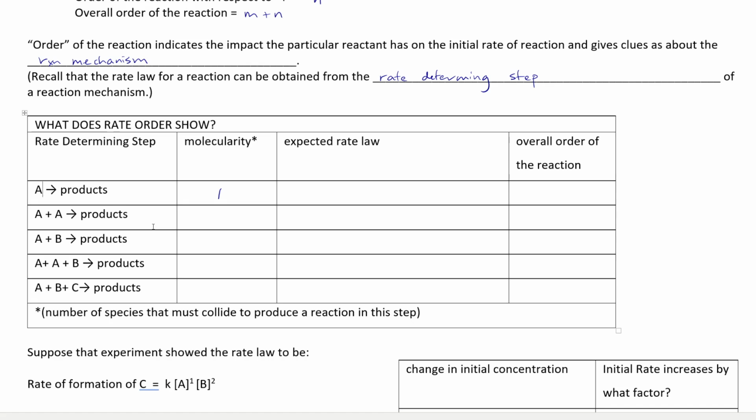But it doesn't necessarily need that other species to break up into its products. So the expected rate law is R = k[A], because the rate determining step is A going into products. The rate law is only going to be based on the concentration of A. If this is your slowest step in the reaction mechanism, then mathematically the rate of the reaction, or how fast the reaction goes, really only depends on the concentration of A.